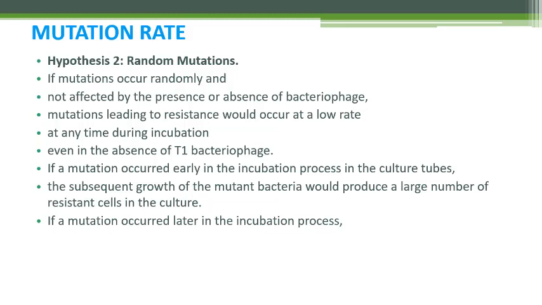And if mutation occurred later in the incubation process, for example, we allowed the bacteria to grow for 1 hour. During that 60-minute period, if mutations occurred in the early 5 or 10 or 20 minutes, then we would get a large number of resistant colonies when the incubation period of 60 minutes was complete. But if mutation occurred later in the incubation, say after 50 minutes or after 55 minutes, then we would get a very small number of resistant colonies, fewer resistant colonies.